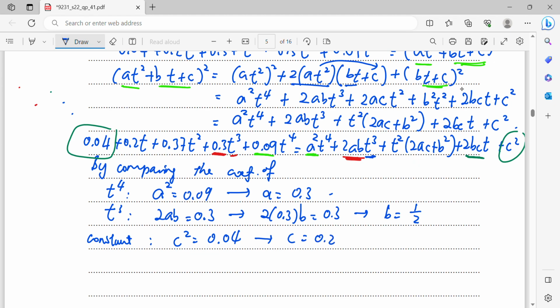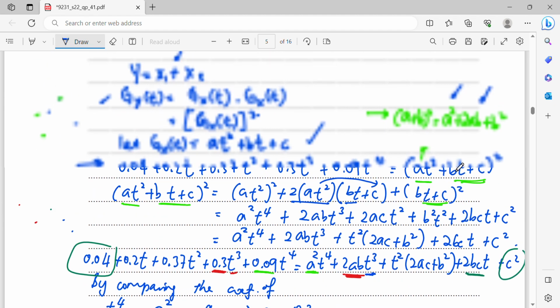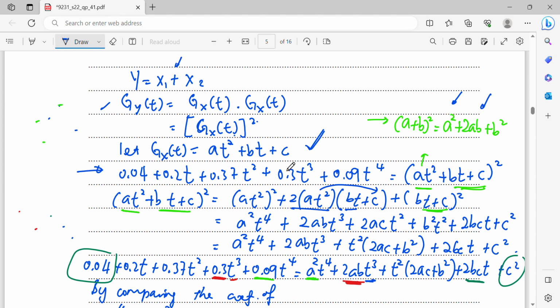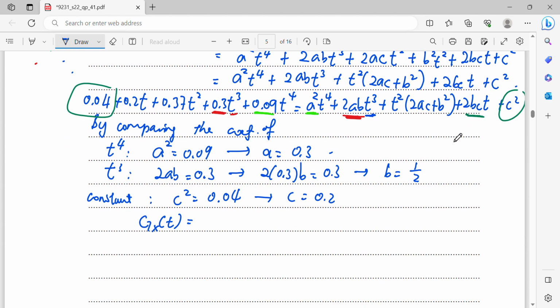Okay, so from here, our Gx(t) is going to be a t squared, if you remember, this is a t squared plus bt plus c. So now my a is 0.3, so I will get 0.3 t squared. My b is half, you can write 0.5. So plus 0.5 t, then plus c. c is 0.2. So that is the probability generating function of x. Right?